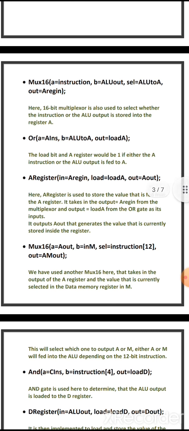Let us see another: the OR gate and the A register. The A register takes the output A reg in from the 16-bit multiplexer, and it takes the output load A from the OR gate. What does the A register do now? It outputs A out, which generates the value that is currently stored inside the register.